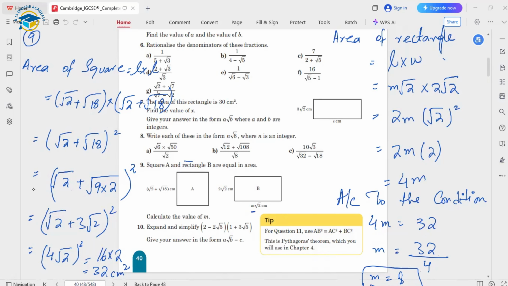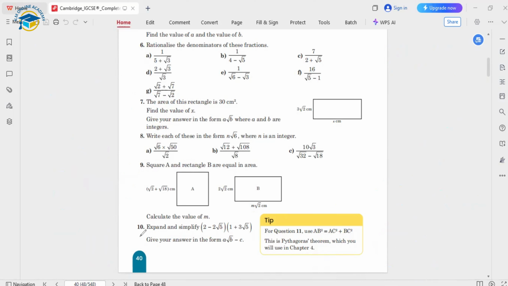Now let's move on to the next part, that is part number 10. In this they're saying to expand and simplify these two surds that are being multiplied together, and you need to give your answer in the form a square root b negative c. So let's go on with part number 10. First of all, let's write down the surds that they gave. 2 negative 2 square root 5, and here we have 1 plus 3 square root 5.